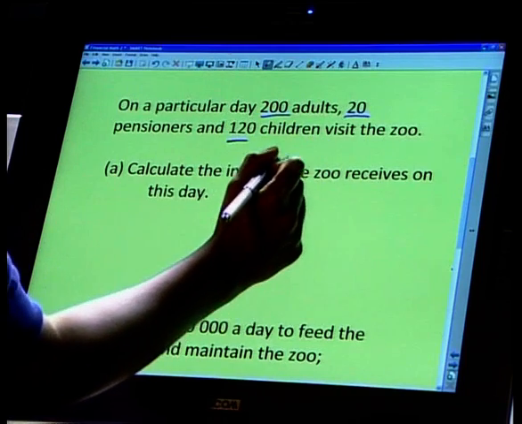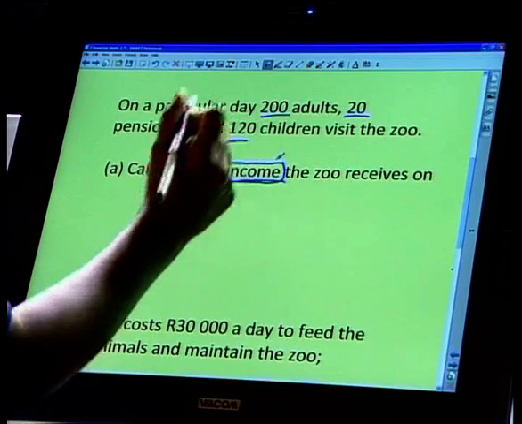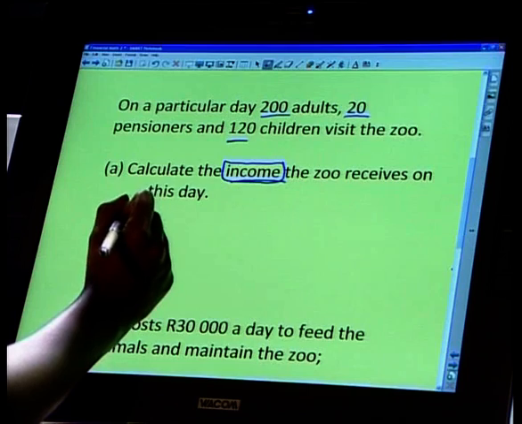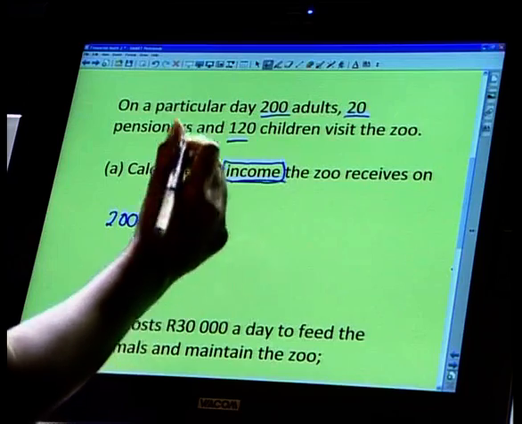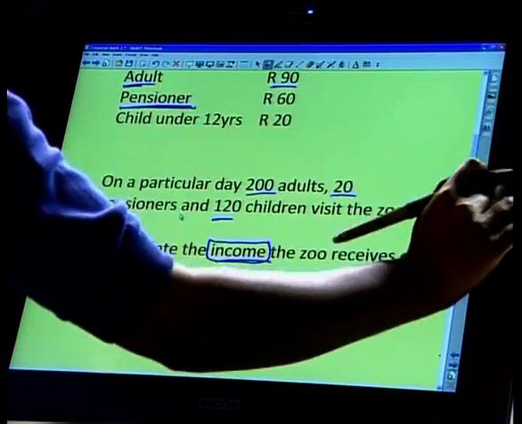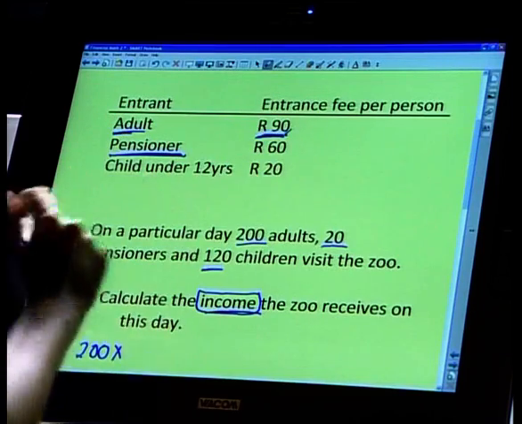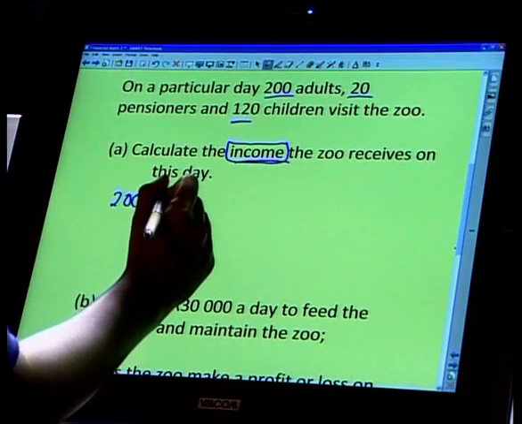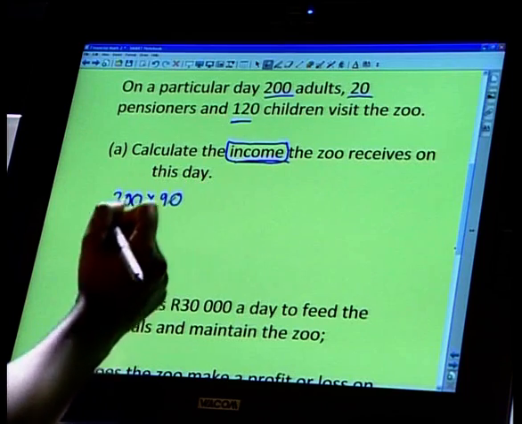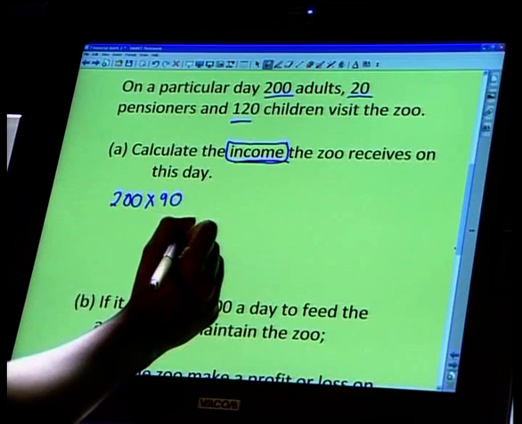To work out the total income, what we need to do is take the number of adults, which is 200, times that by the fee that's per adult. So the fee given per adult is 90 Rand. So we need to times the number of adults by the fee per adult, which is 90 Rand. So that will tell me in total how much the adults pay.